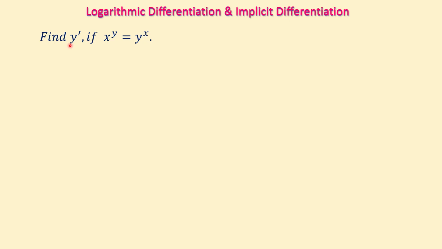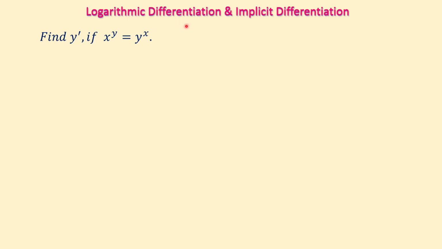When in a question they ask for y prime, it means that we suppose y is a function of the other variable, which in this case is x. So we suppose y is dependent on x. x is the independent variable and y is the dependent variable. So y prime actually means dy over dx. To find the derivative of this function, we use the logarithmic differentiation technique.